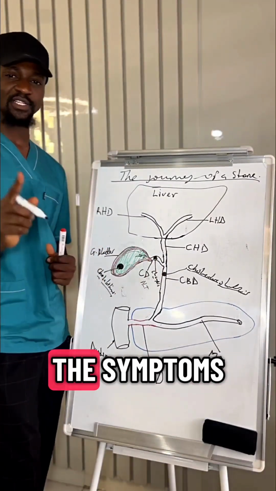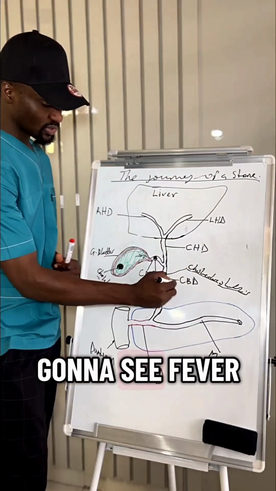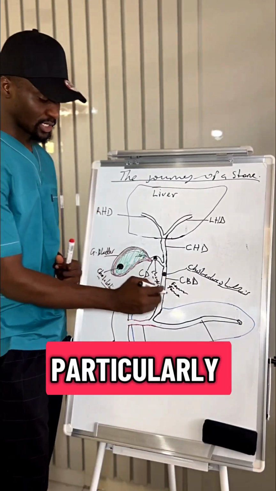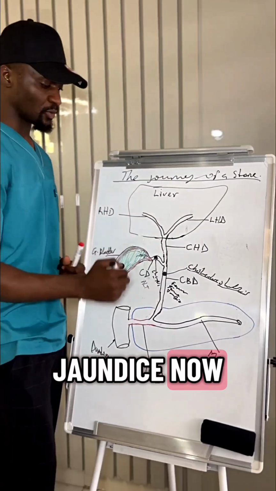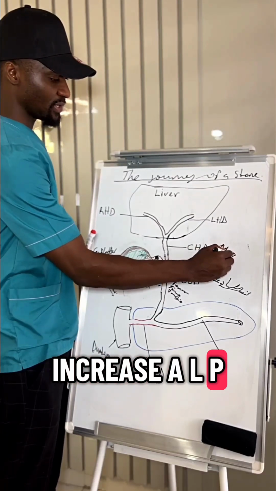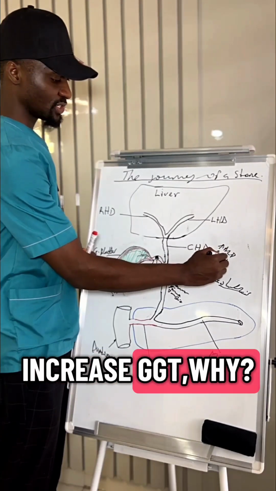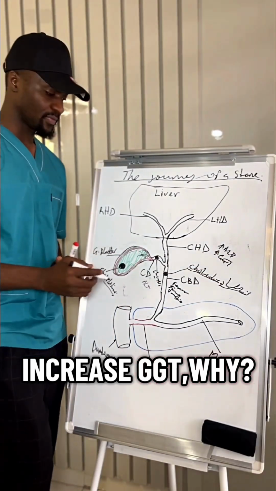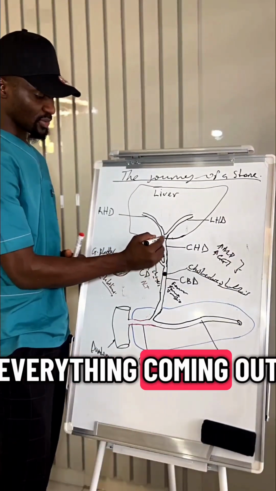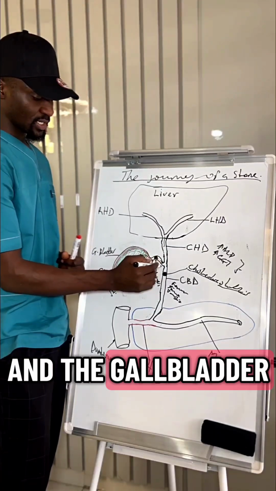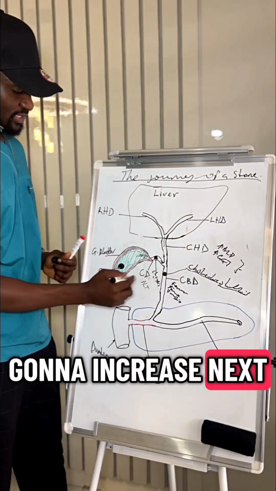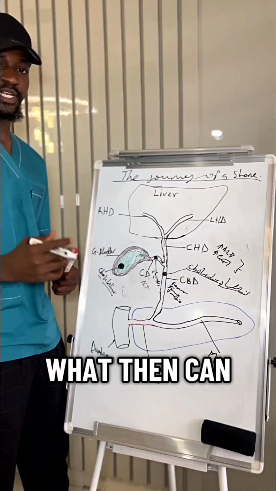Now, you want to ask, what are the symptoms? Yet again, you're going to see fever, pain, particularly jaundice. Now, when you do your test, what are you going to see? You're going to see increase ALP, increase GGT. Why? Because these are markers for obstruction. Everything coming out of the liver and the gallbladder has been blocked, so the markers for obstruction are going to increase.